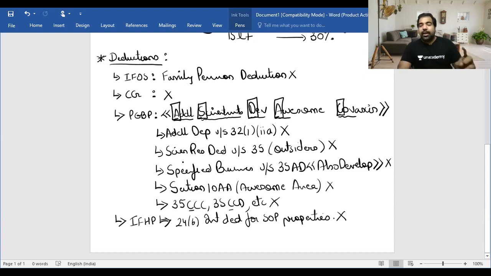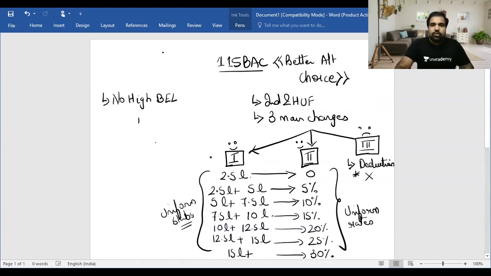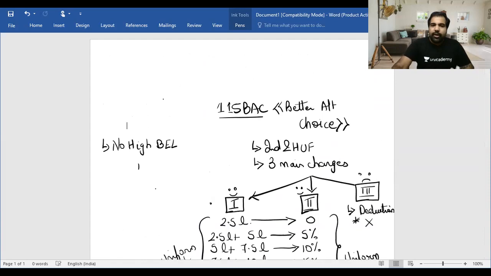So in IFOS, capital gain, PGBP had major ones. IFHP, capital gain, IFOS had very, very simple ones. So these are some you will not get. Going to the next page, guys. Just making some space here. So these are some things that you will not get.